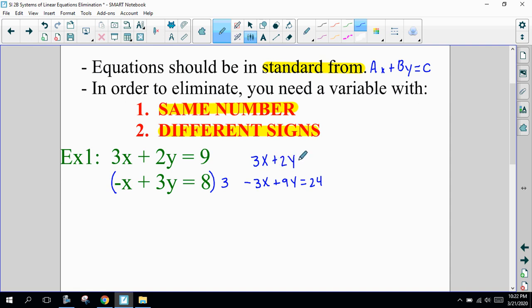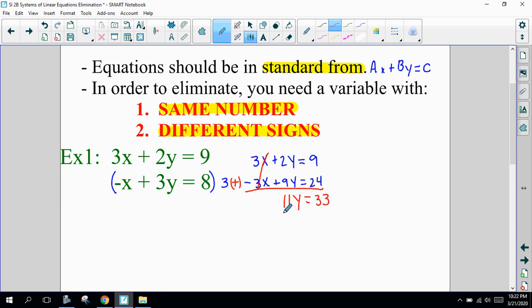So after we get that written up, we can see that yes, indeed, in front of the x terms, we have the same number, and we actually also have different signs. So when we had the same number and different signs, we talked about in the last lesson that we're just going to add the two equations together, and when we do that, that variable x that has the same number with different sign eliminates. They're gone. Gives me 0x. Combine my y's together, well, the 2y plus the 9y, I get 11y. And on the right side here, I combine the 9 and the 24, and we get 33.